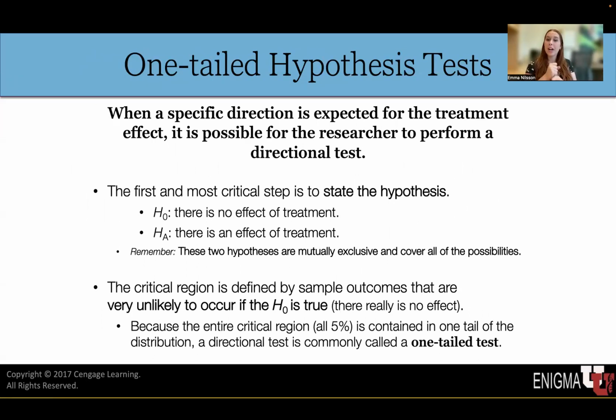When a specific direction is expected for our treatment effect, if we expect the treatment to change our mean either positively or negatively, then it's possible for a researcher to perform a directional test, which we call the one-tailed hypothesis test instead of two. The difference here is that when we're stating our hypotheses, the null is still just going to be that there's no effect. The alternative, however, is not just going to say there is an effect. The alternative hypothesis will say the mean is either going to increase or the mean will decrease.